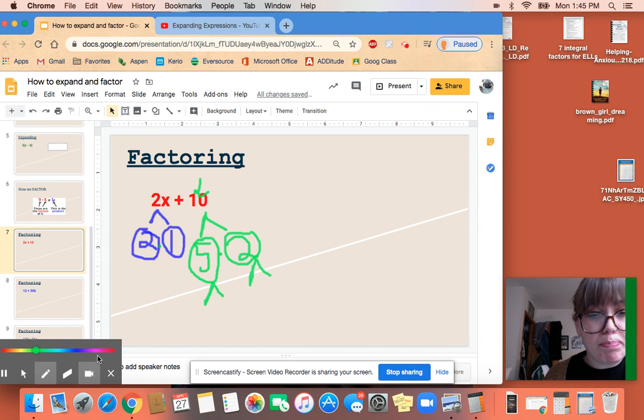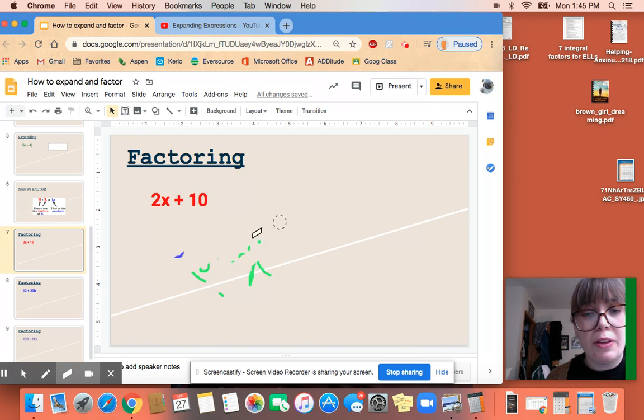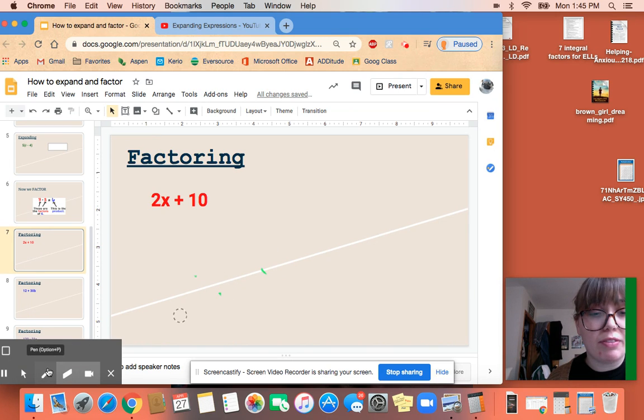Now, what's the biggest number that both 2 and 10 have for a factor? I see it. It's 2. 2 is a factor of both of these numbers. So I'm going to erase this work. Stay with me if you're feeling stuck. I'm going to do another example. 2 is the biggest number that I can pull out of each of these. So that's what I'm going to do.